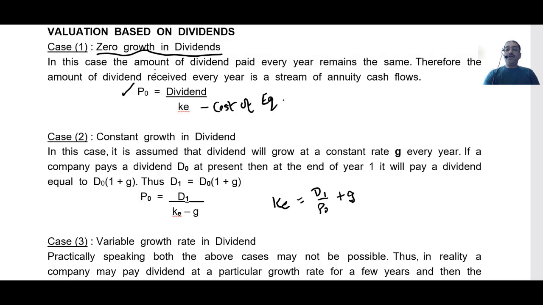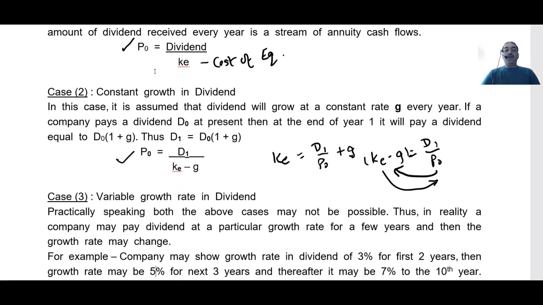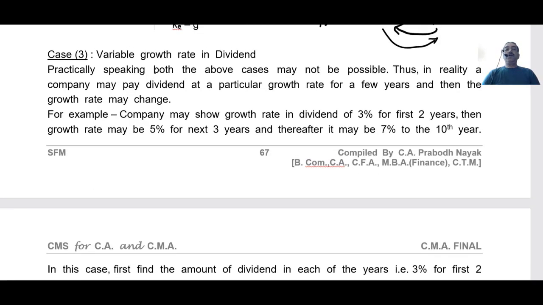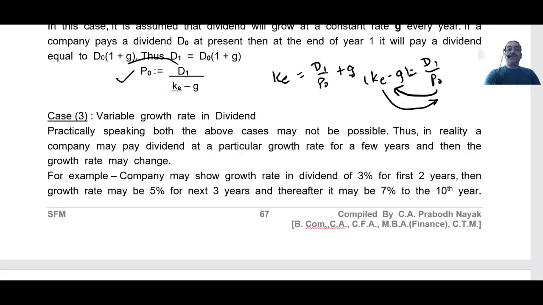What we do, this G we take on the left hand side. So it becomes KE minus G is equal to D1 upon P0. Now I cross multiply this. This will come here, this will come here. So P0 is equal to D1 upon KE minus G. So you can see that we are making use of the formulas of cost of capital. And that cost of capital formula is coming up and giving us these values of preference shares and equity shares. Acha, if it is a fixed growth rate in the dividend, then it will be this formula. This is for fixed growth rate.